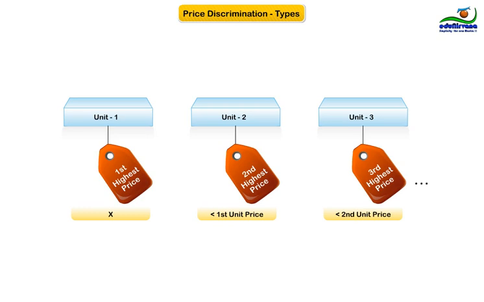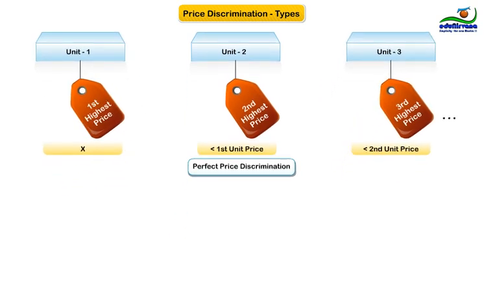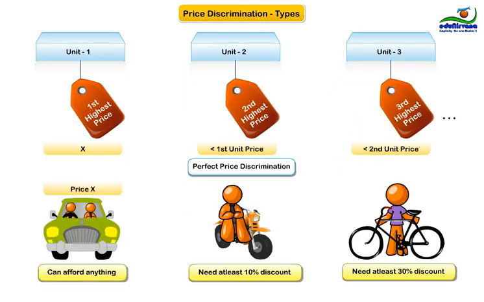In this case, the monopolist is said to practice perfect price discrimination, sometimes called discrimination among units. So, here, the first unit is sold at price X, second unit at a slightly lower price, third at an even lower price, and so on.